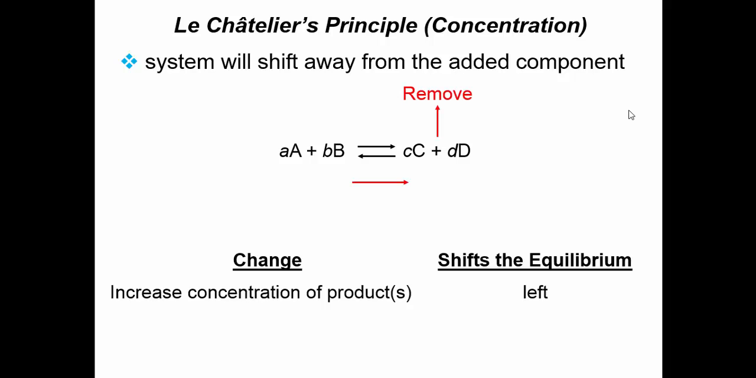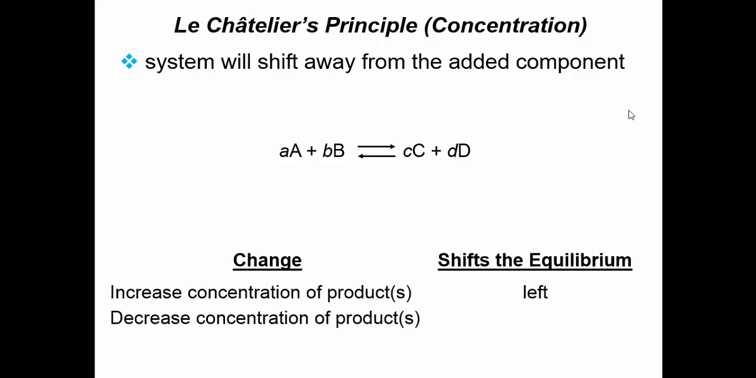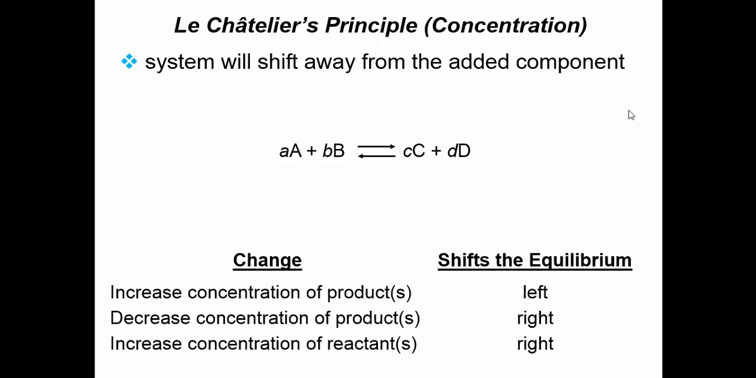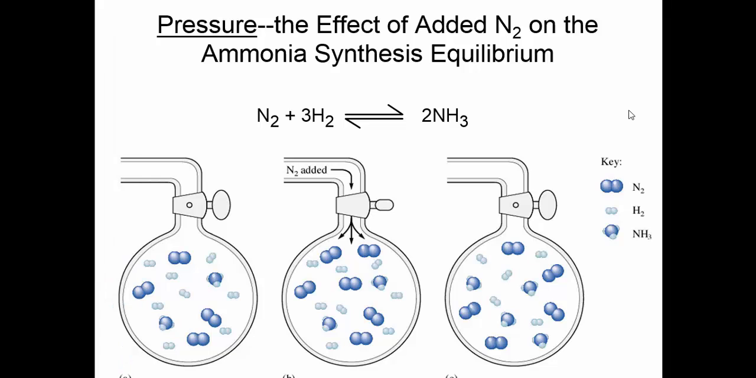If you now remove the product as it's being made, you will drive the reaction to the right. If you add more reactants to the system, you will shift it right. And if you remove reactants, you shift it to the left. And so these changes to concentrations would produce these kinds of shifts in equilibrium.